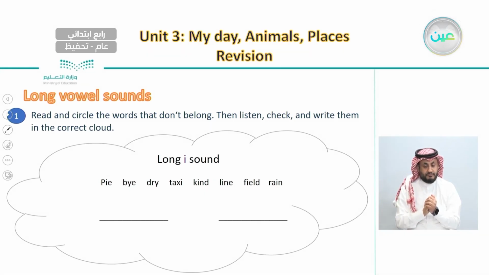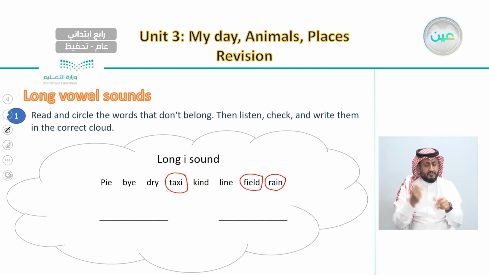So here we have buy, pie, buy, dry, taxi. So taxi here does not belong to this sound, so we go and circle taxi. Next we have kind, line, and field. So field here does not belong to it. And also we have rain. Rain also does not belong to this cloud.